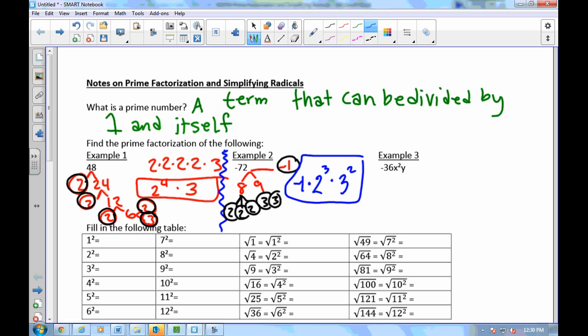Okay, with your partner again, you guys should actually be talking about math. Try example 3.